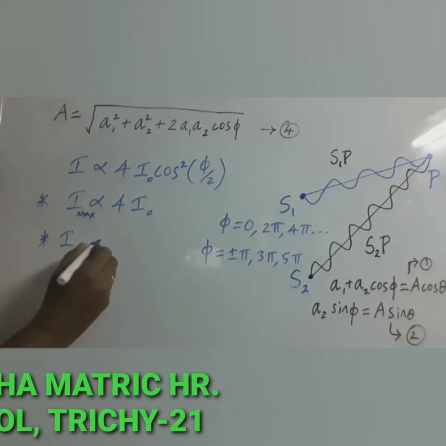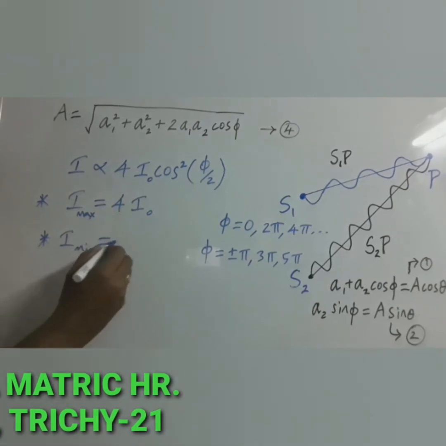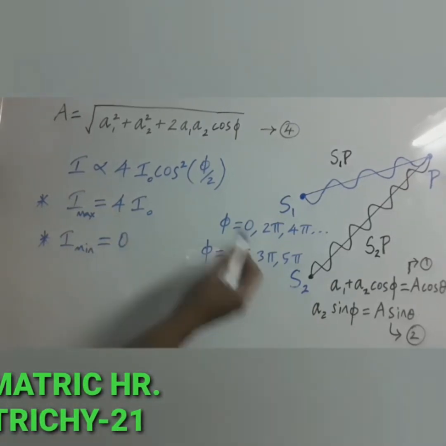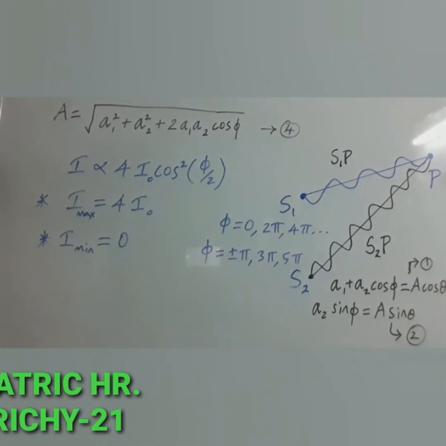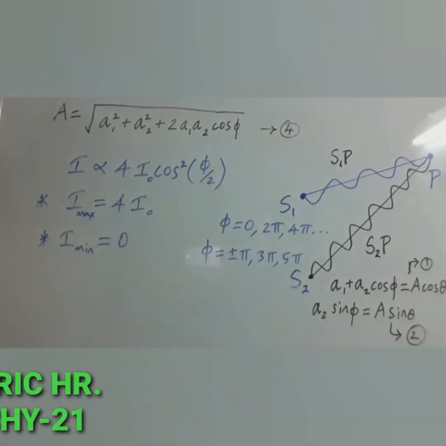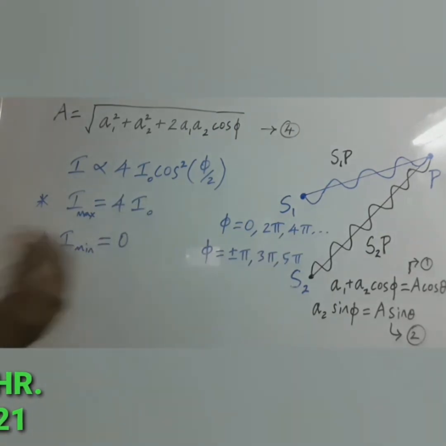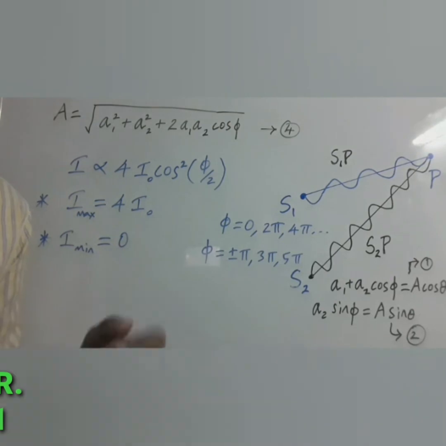In that condition, what is the value? 0. Likewise 3 pi by 2 can be substituted, that is also 0. For other odd multiples of pi substituted there, the value will be equal to 0. So these are the conditions to obtain the minimum intensity. So we can conclude that the phase difference phi between the two waves decides the intensity of light at the point where two waves meet.